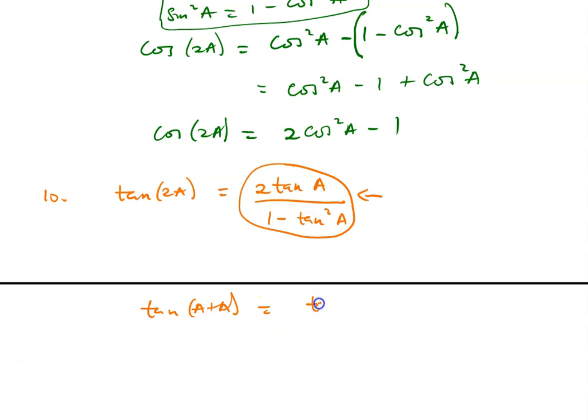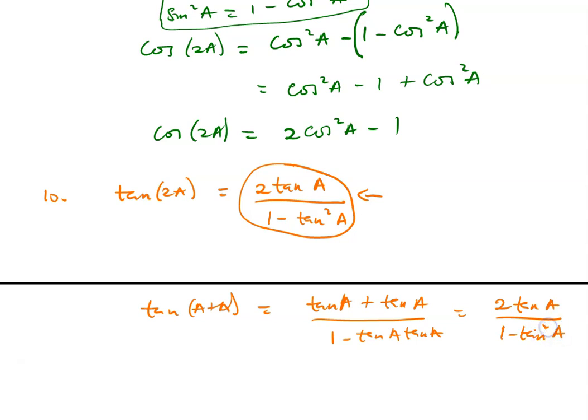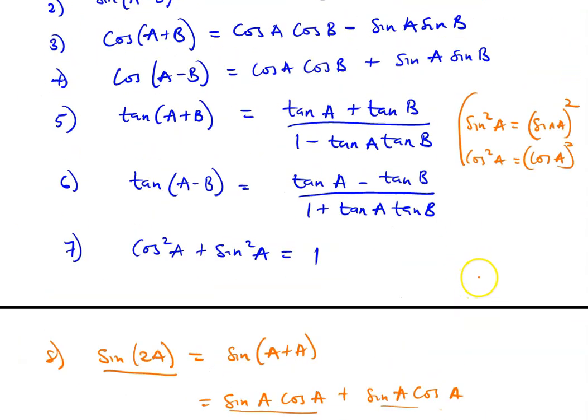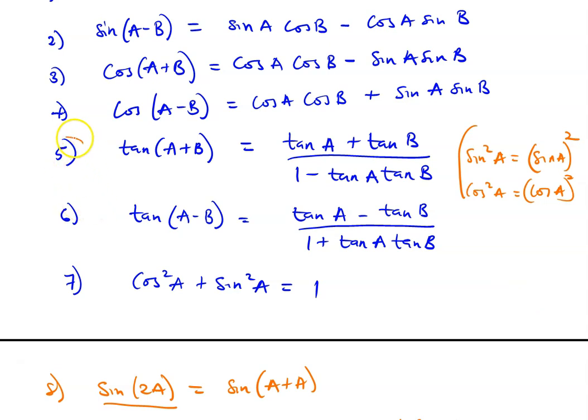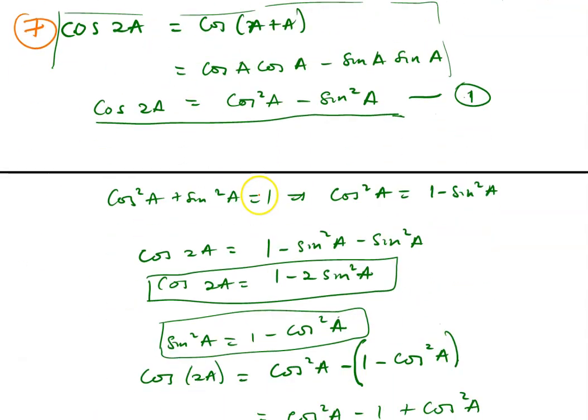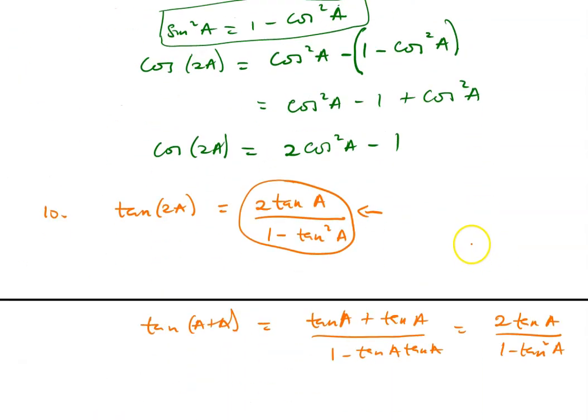And that is going to give us tan a plus tan a, all divided by 1 minus tan a, right? And this gives 2 tan a, all divided by 1 minus tan squared a. So you see, all of this is coming from number 5 of the fundamental formulas. So the first 7 are the fundamental formulas, and out of them we can get a lot of formulas. Okay.